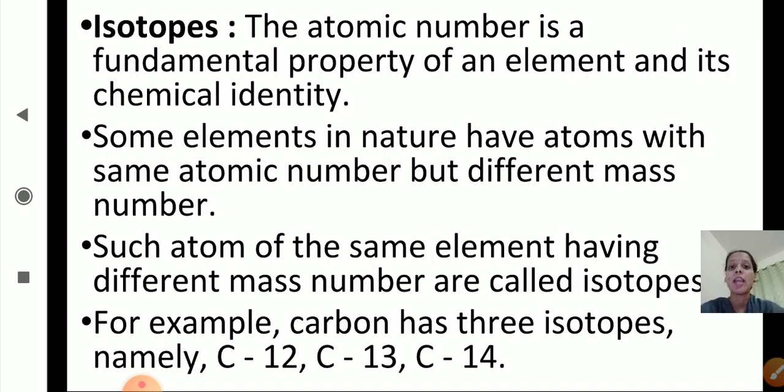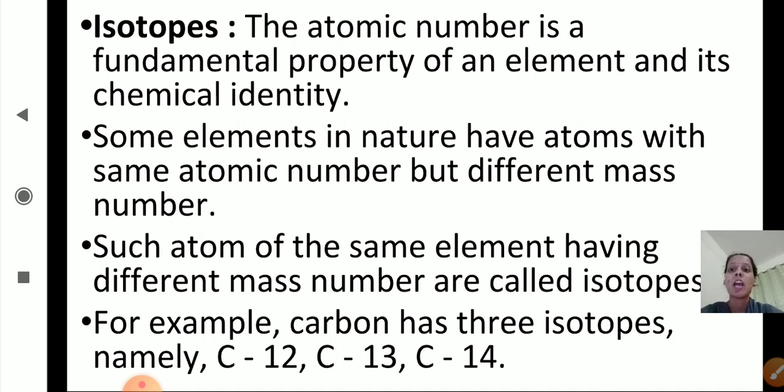Now the next part is isotopes, which we have studied. The atomic number is a fundamental property of an element and is its chemical identity. Now some elements in nature have atoms with the same atomic number but different mass number. Such atoms of the same element having different mass numbers are called isotopes. So isotopes are atoms with the same atomic number but different mass number.